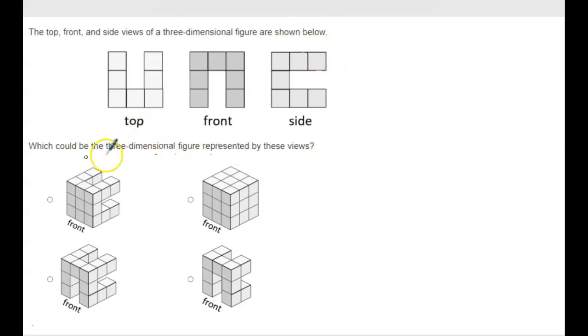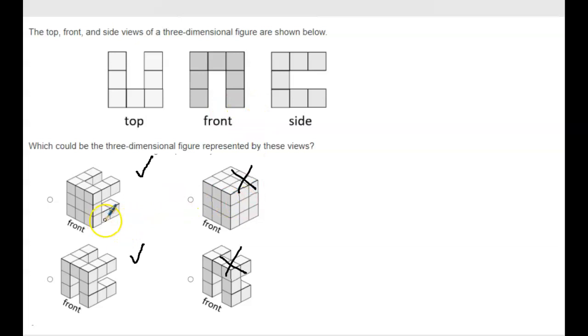Which could be the three-dimensional figure represented by these views? Okay, so I like to pick one of the views and focus on it and then start eliminating some of these. So if I look at the top view, I see that it should have this kind of U shape to it, which if I'm looking down at each of these, it could be this one, could be this one. This has a U shape, but not long enough. So not that one and not this one.